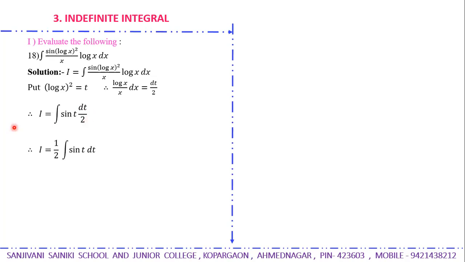So 1 upon 2 we can take outside, integration of sine t, and integration of sine t is minus cos t plus c. But what is t? t is (log x)^2. So minus 1 upon 2 cos of (log x)^2 plus c is the integration of the given function.